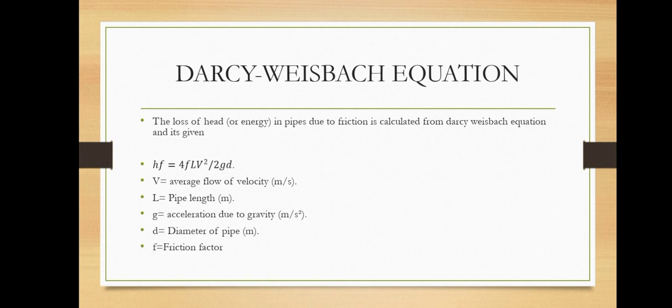And now we're moving to the Darcy-Weisbach equation. The loss of heat or energy in a pipe due to friction is calculated from the Darcy-Weisbach equation, and is given by the formula, where V is average flow velocity, L is pipe length, g is acceleration due to gravity, D is diameter of pipe, and f is friction factor.